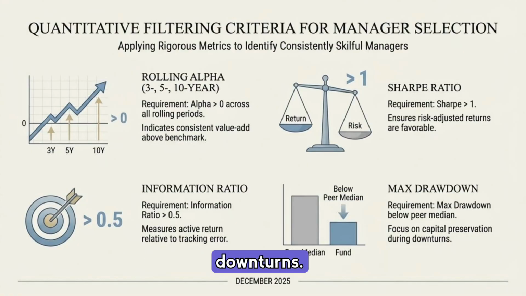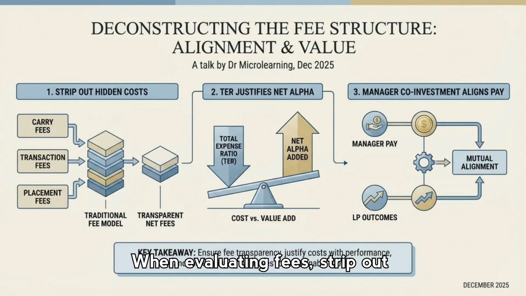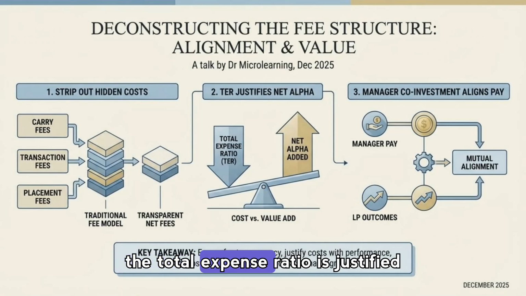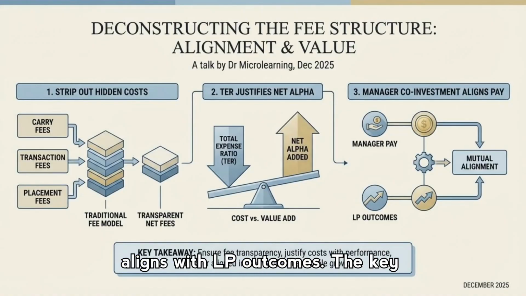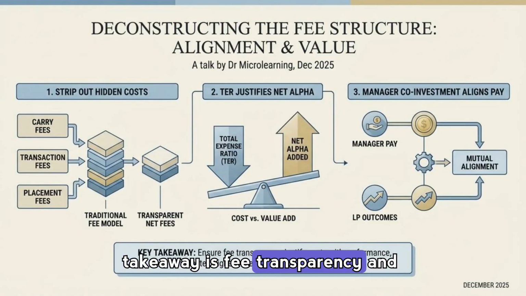When evaluating fees, strip out hidden costs like carry, transaction and placement fees, and compare a transparent net fee model to the traditional structure. Assess whether the total expense ratio is justified by net alpha added, and prefer managers who co-invest, so pay aligns with LP outcomes. The key takeaway is fee transparency and alignment with performance.